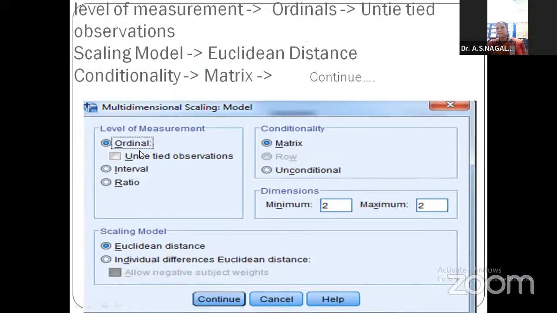In ordinal matrix, minimum 2, maximum 2, it will be default. And you have to take this elicited distance. You have to click ordinal here, matrix. My dimension is 2 into 2. And elicited distance, we have to click. After this, you have to give OK.